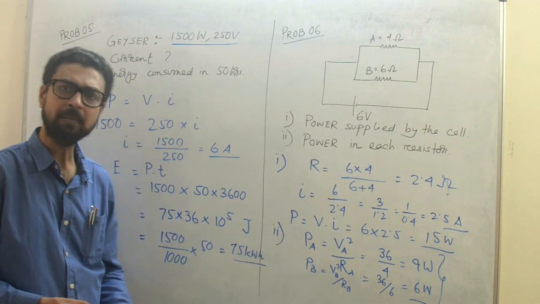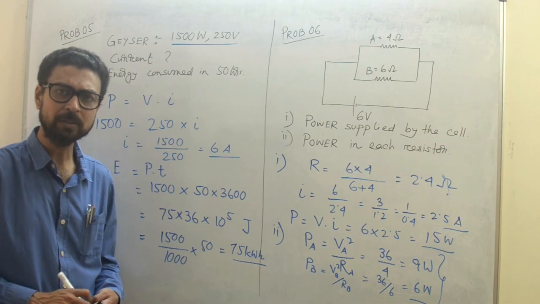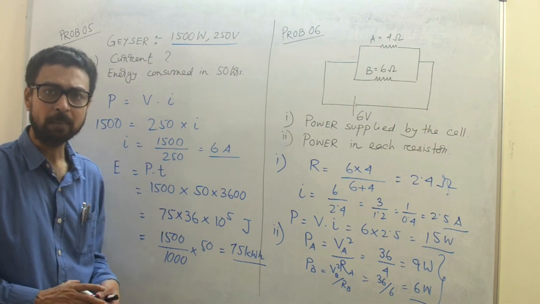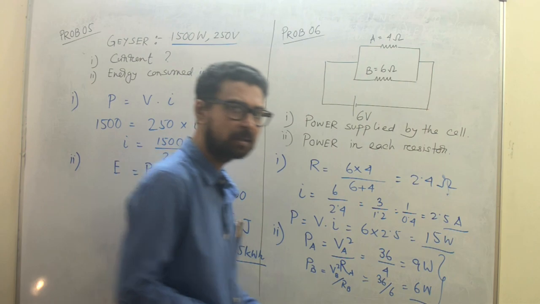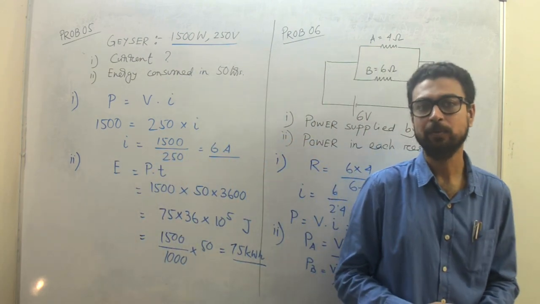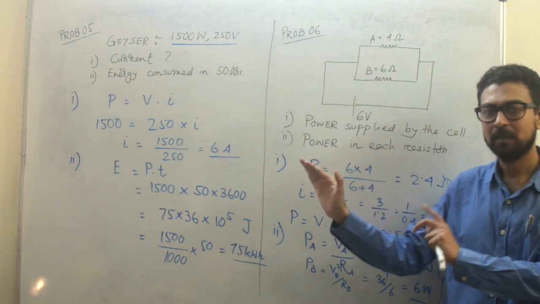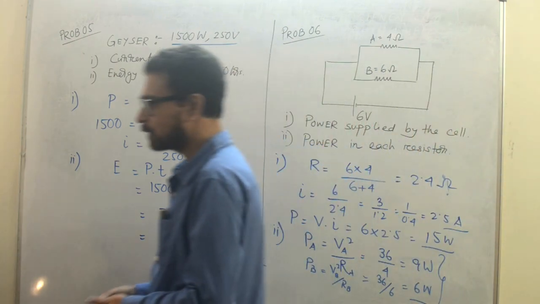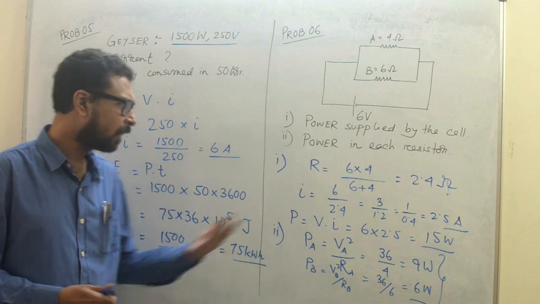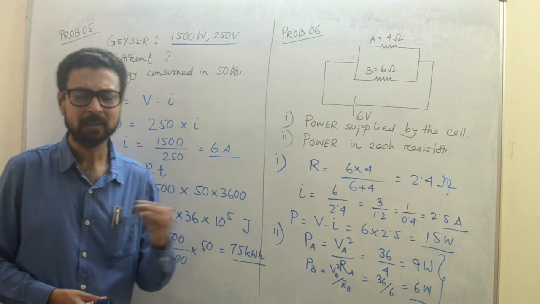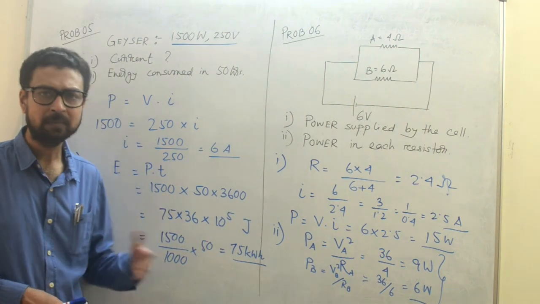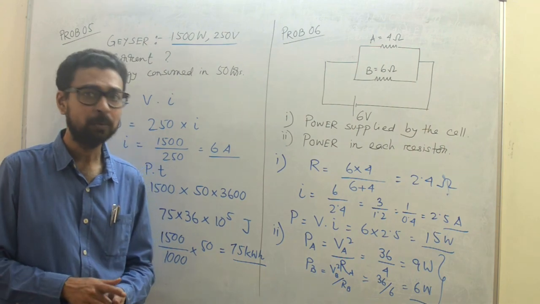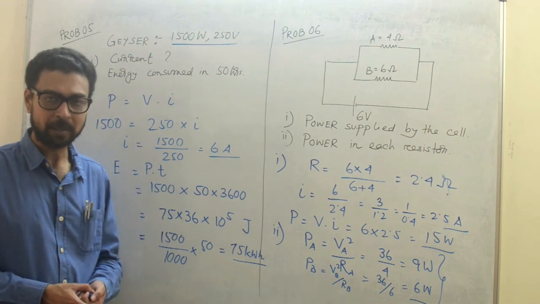You see, so simple, if you just remember where to use which formula. I told you, in parallel combination use V square by R, in series combination use I square R, and generally the approach is V into I. All right, I just have to show a small thing about power, and then I'll conclude this particular lesson video.